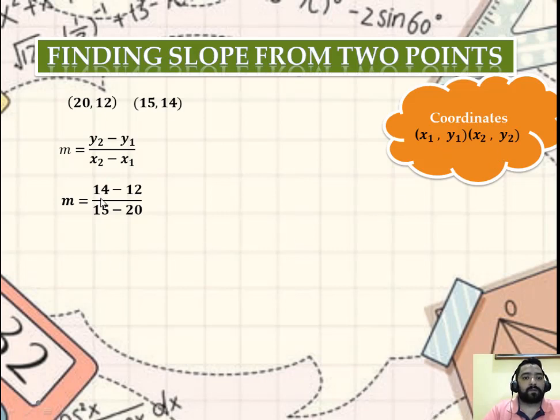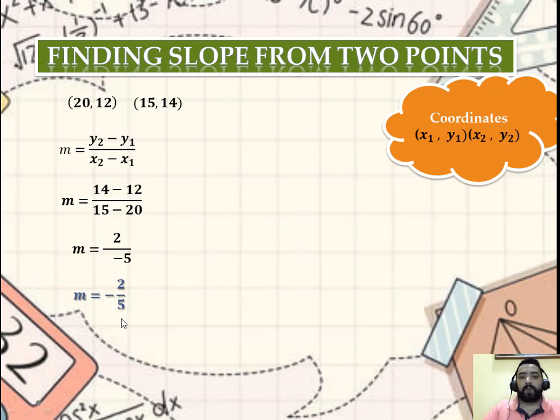Then we are going to subtract. 14 minus 12 gives us 2. 15 minus 20 gives us negative 5. But this negative is for the whole fraction, so you are going to write it like this. The slope is equal to negative 2 over 5.